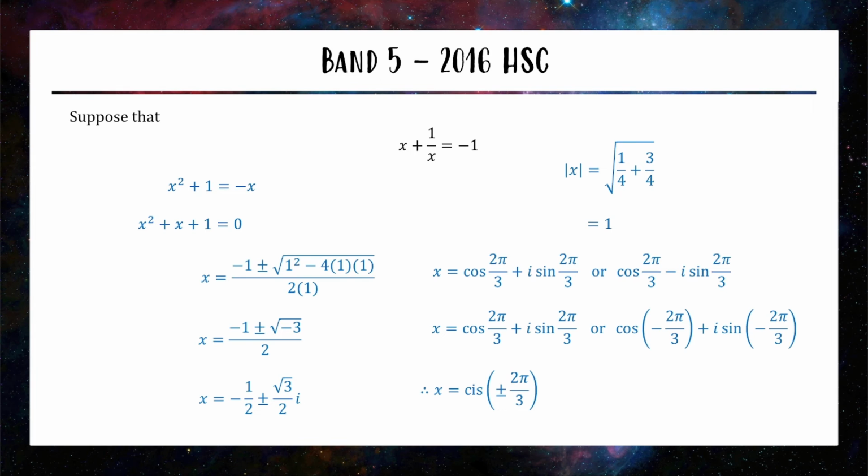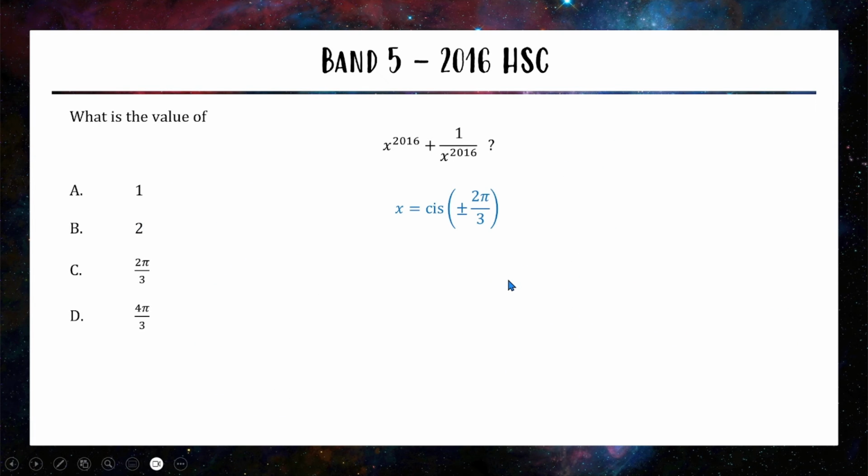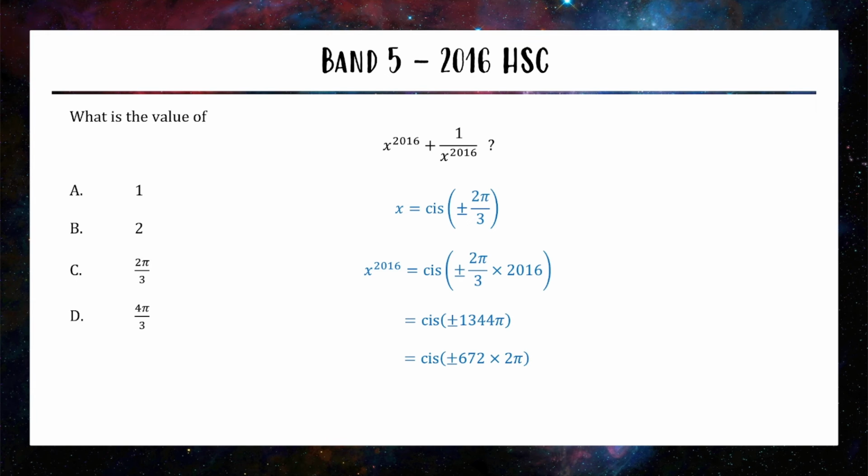Now we're going to give this a big dirty power of 2016. So let's make some space. Okay, applying a power here, we're going to do the modulus to the power of 2016, which will still be 1. And we're going to multiply the argument by 2016, which looks like this. Would you believe that 2/3 of 2016 is indeed 1,344? And would you believe that 1,344 is actually 672 lots of 2 pi?